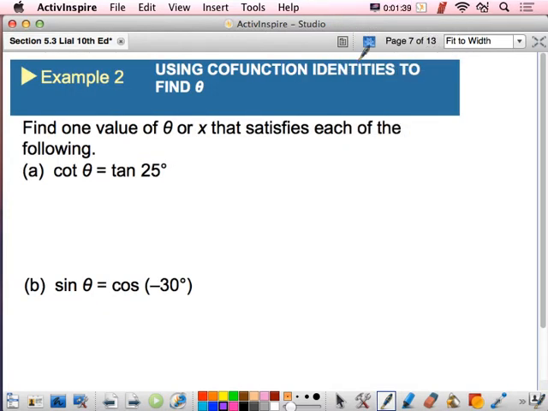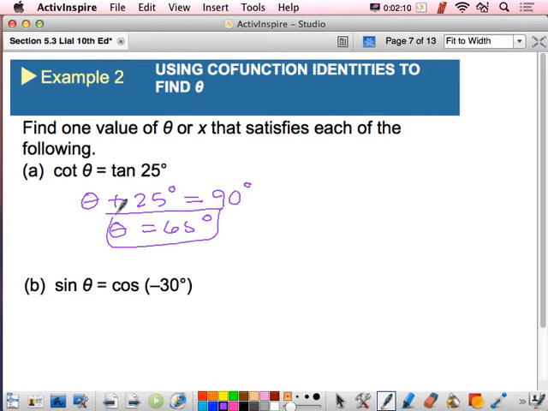Okay, so for this example, we want to find one value of theta or x that satisfies each of the following. We know that cotangent of theta equals tangent of 25 degrees. A lot of you missed this the last time I put it on a test. You just set theta equal to 25, but that's not true. What do you have to do? You have to take theta and add it to 25 and set it equal to 90, right? So that means that theta equals 65 degrees.